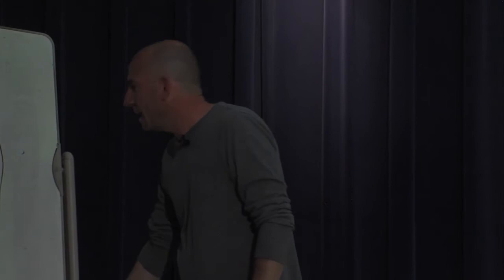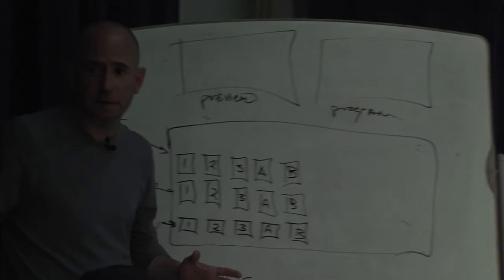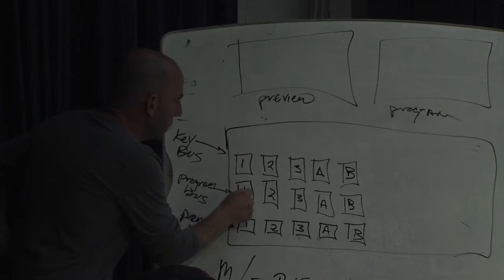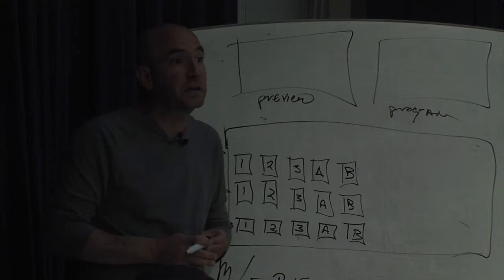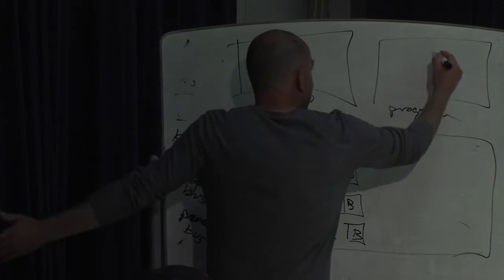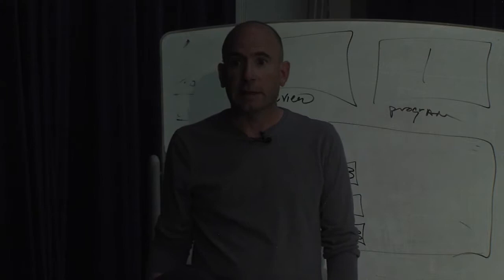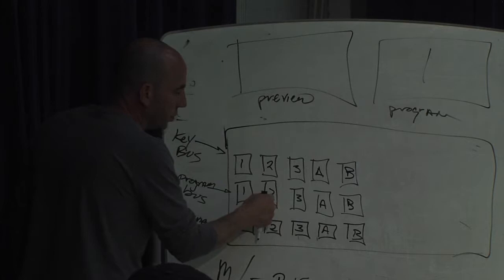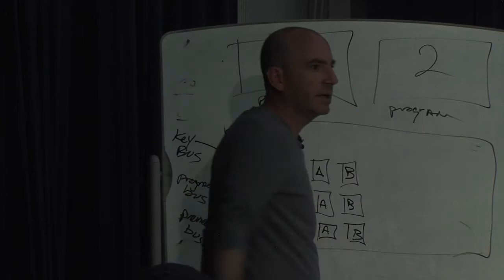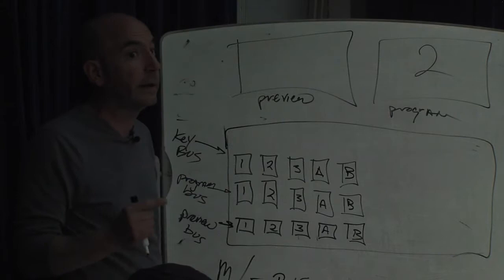So let's take a wild guess what's going to happen. This is so impossibly difficult. I'm going to press number one in the program bus. What do you think's going to happen? Camera one's going to go, bing. Now everybody at home is looking at what? Camera one. I'm going to take my finger, in the program bus, I'm going to hit camera two. What's going to happen? Camera one disappears, camera two pops in there. Now everybody at home is looking at what? Camera two. Uh-oh, I'm going to hit camera three.